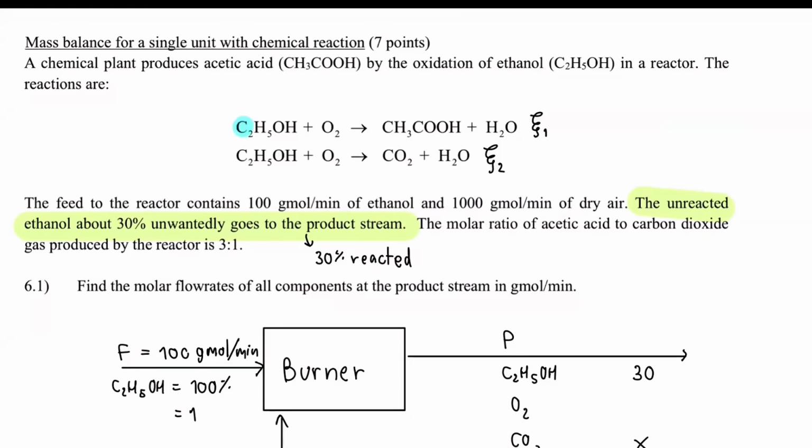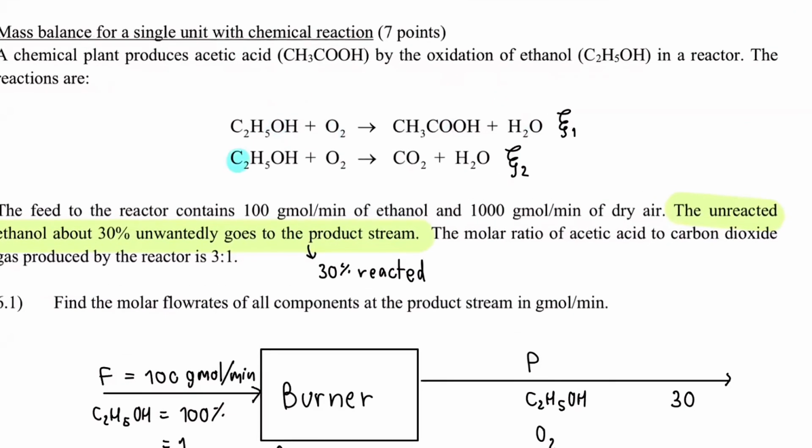Okay, look at the C. We have two, right? Two on the left and two on the right. What about H, the hydrogen? On the left we have 6 and on the right we have 6. What about O? On the left we have 3 and on the right we have 3. Okay, it's the same. What about equation 2?